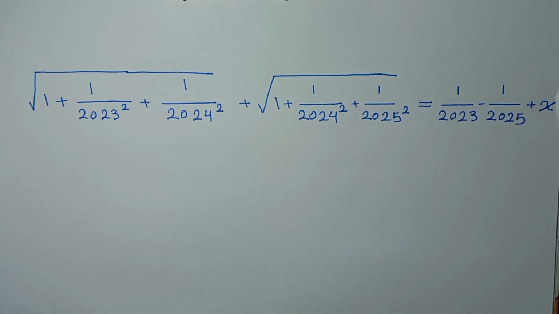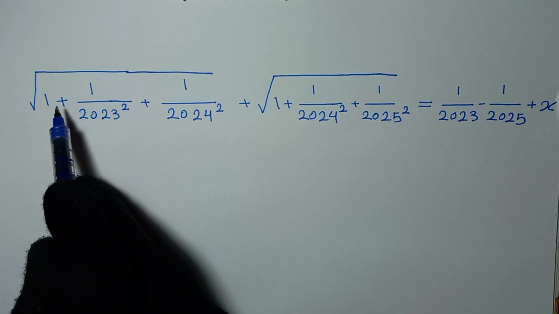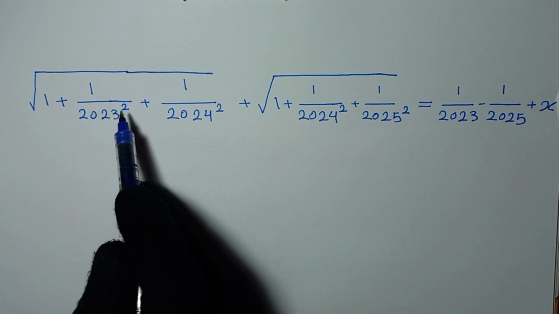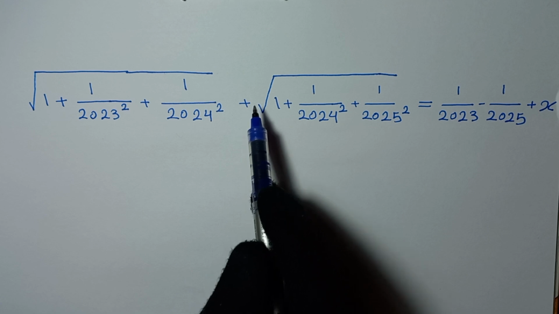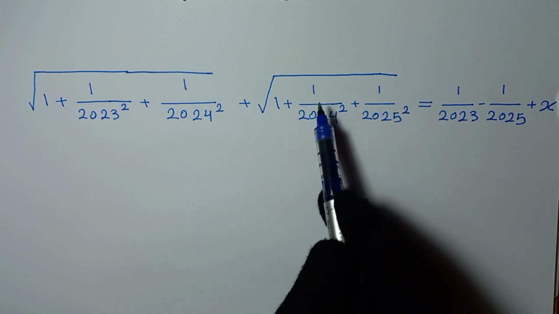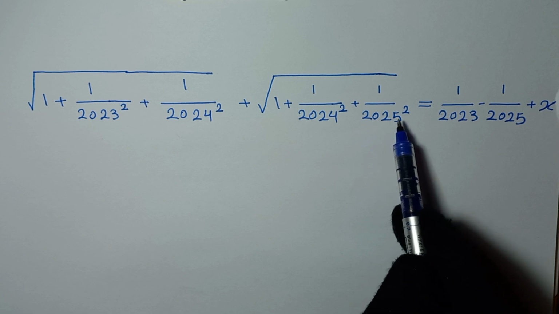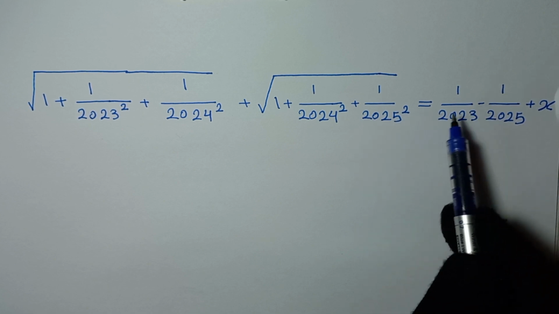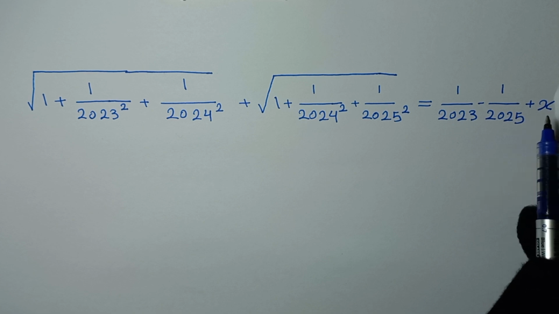Hello my friends, you're welcome to solve this math problem, which is square root of 1 plus 1 over 2023 to power of 2 plus 1 over 2024 to power of 2 plus square root of 1 plus 1 over 2024 to power of 2 plus 1 over 2025 to power of 2 is equal to 1 over 2023 minus 1 over 2025 plus x. Find the value of x.